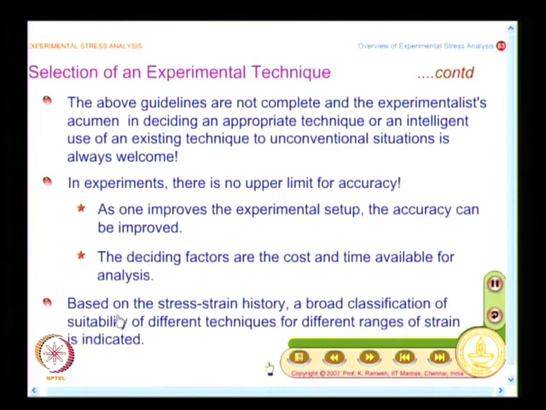And what we will look at now is, based on the stress strain history, we will look at a broad classification of suitability of different techniques for different ranges of strain in the next slide. So, this is what we are going to look at. So, you can broadly classify based on the stress strain range you want to find out.